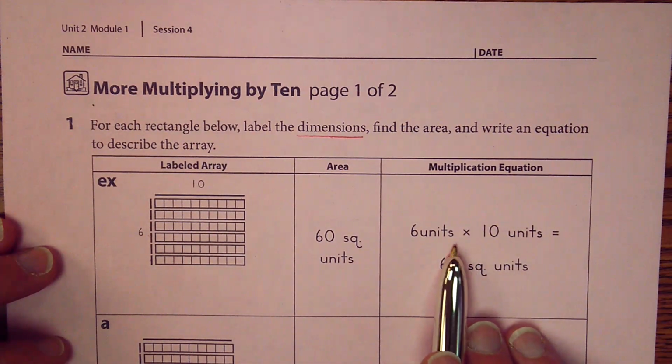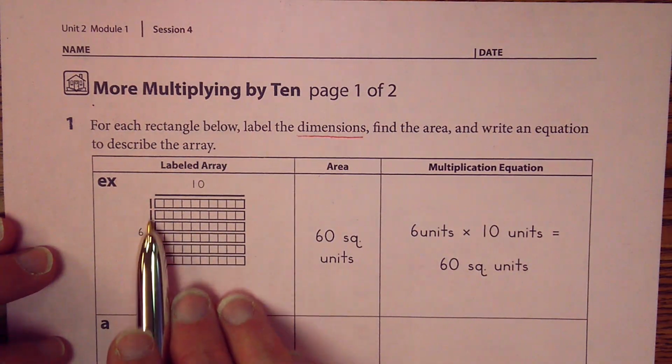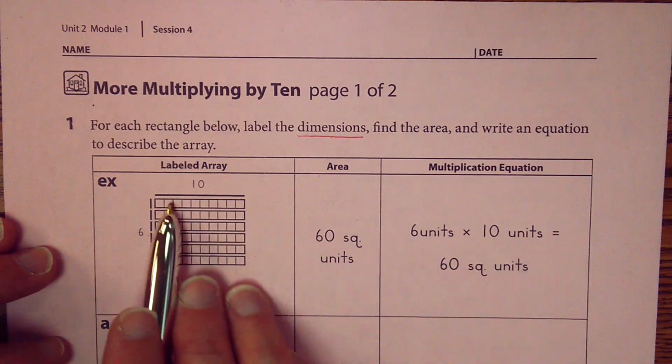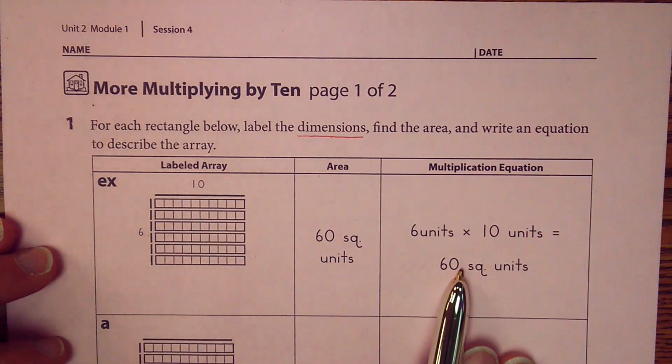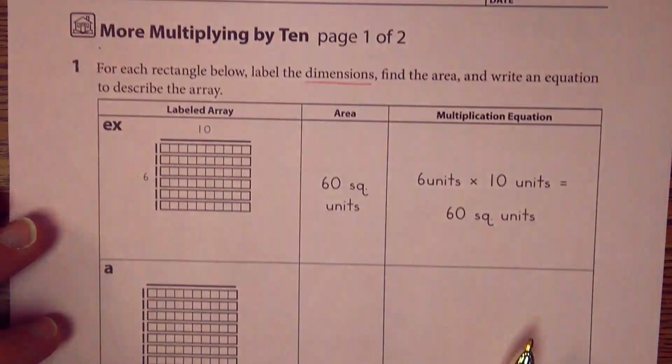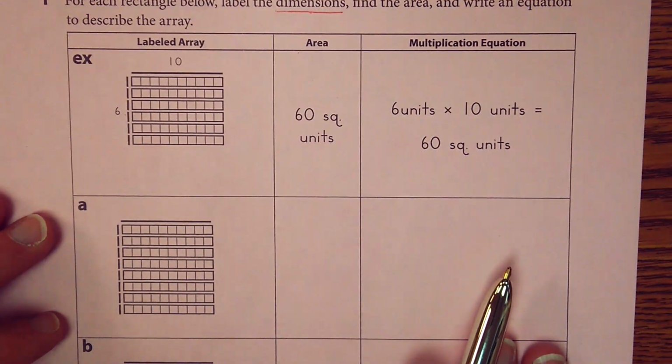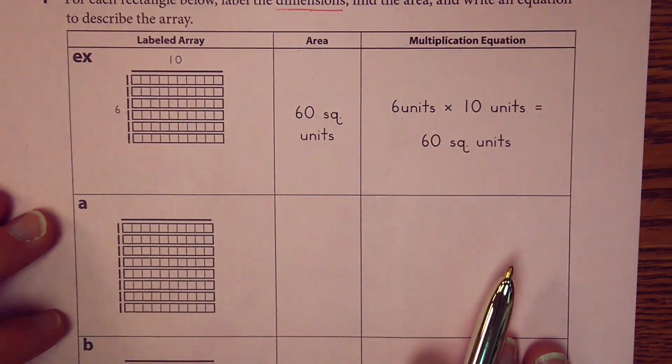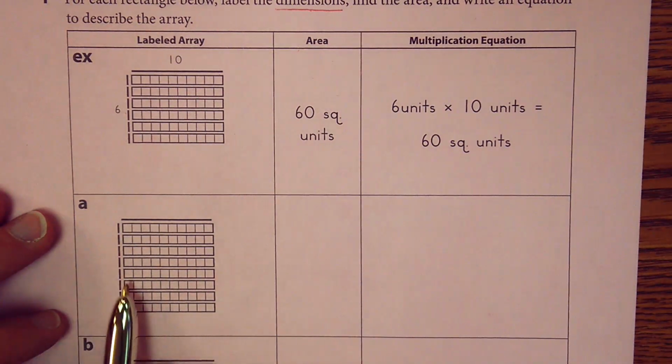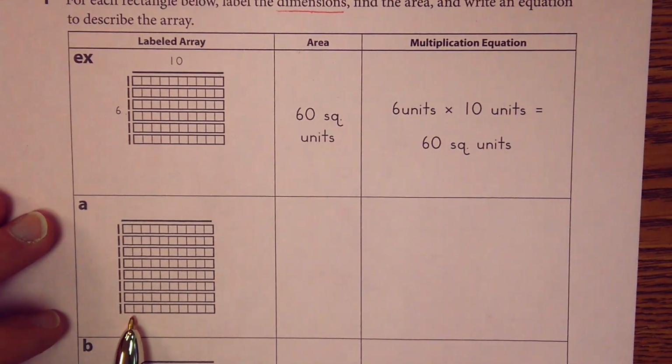To put the equation in there, well, we already said it. We take our 6 units times our 10 units, and we end up with 60 square units. Now, if there's another way you need to do it, we could do other equations, but let's start with what we have here. On A, let's count the number of units tall that we have.